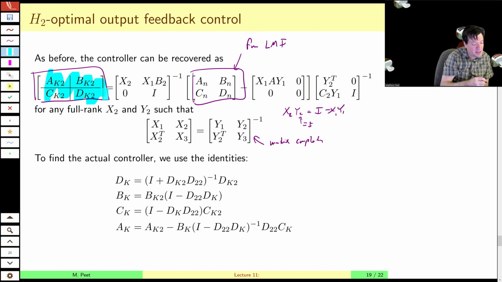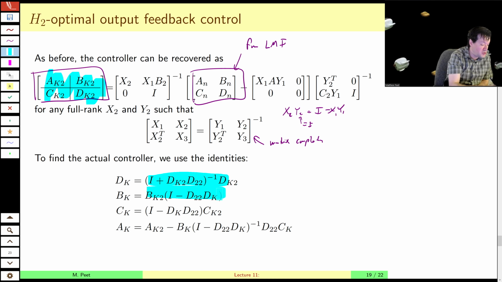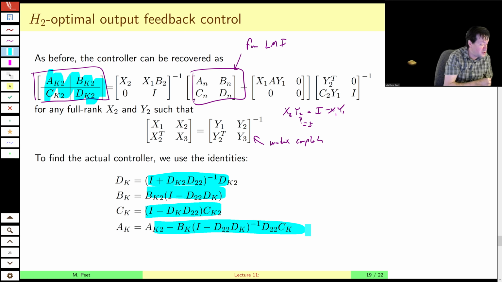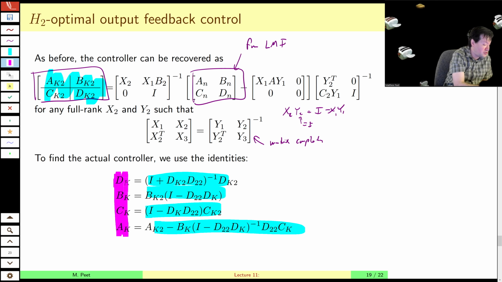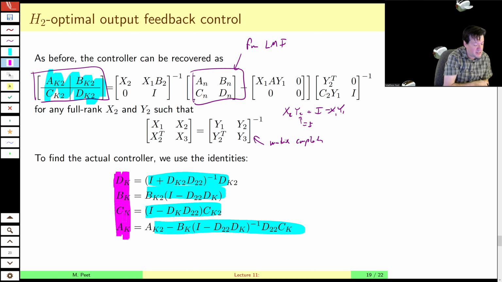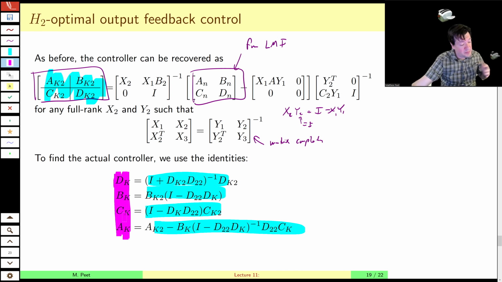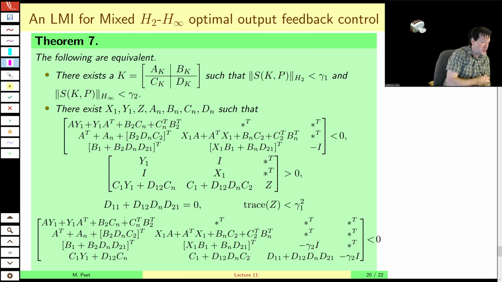And then you use AK2, BK2, CK2, DK2 through this 1, 2, 3, 4 step conversion to get the actual full state feedback controller, AK, BK, CK, and DK. Because this is exactly the same variable substitution we used in the H infinity case, there's this very nice result which says that you can actually search for, and this is one of the benefits of using LMIs, you can just add additional LMI constraints to your optimization problem.